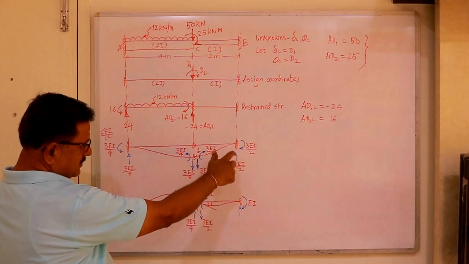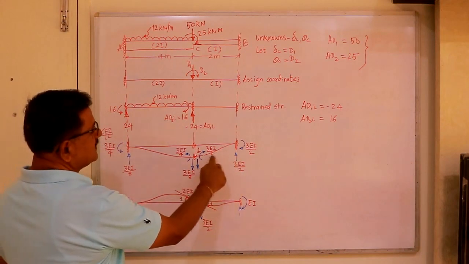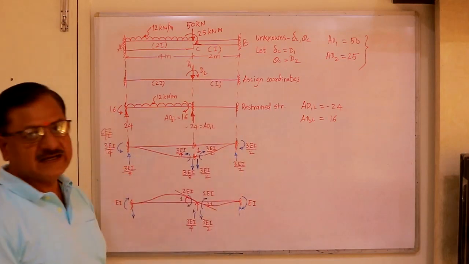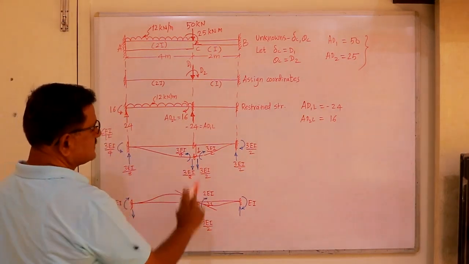Total moment here is clockwise. Reactions must develop anti-clockwise couple. That is 3EI by 2 plus 3EI by 2 divided by 2, and that gives us again 3EI by 2. So reactions are 3EI by 2. Both these reactions are downward.